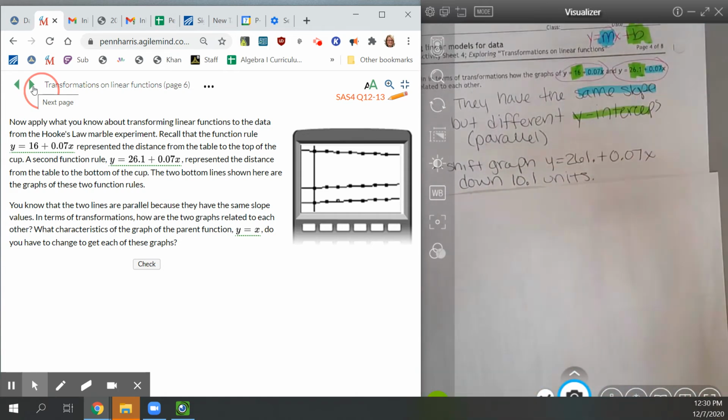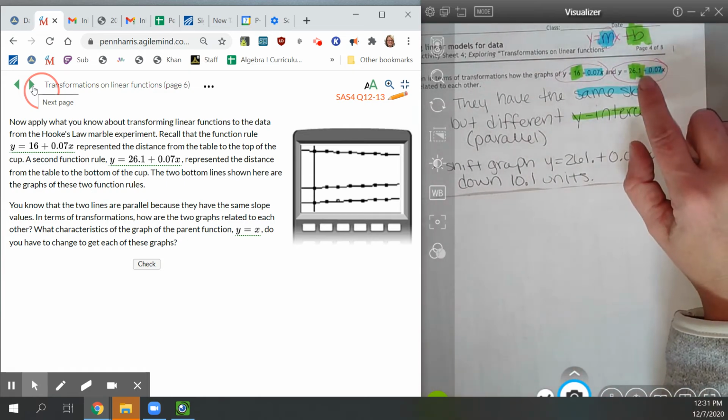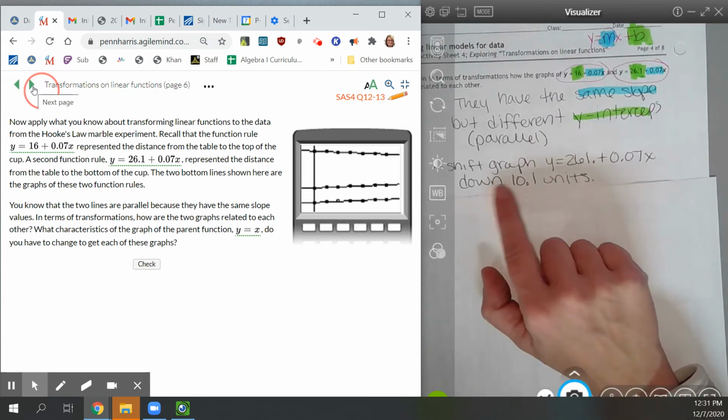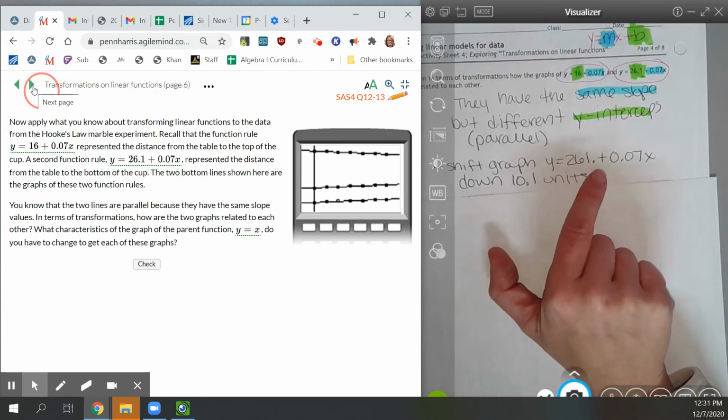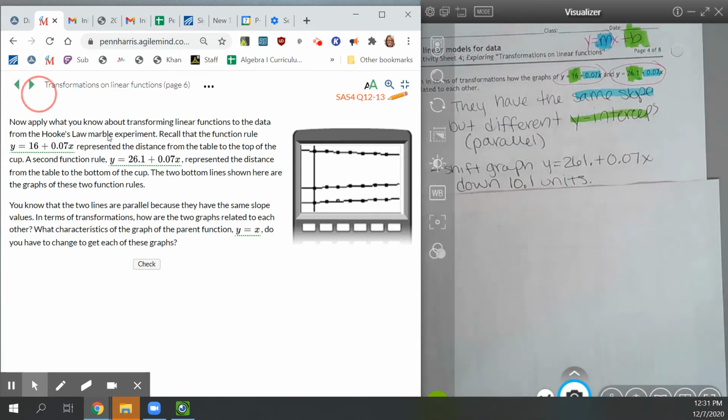Okay, in terms of the shifts that are happening, I'm going to start with the bigger number. We could go either way on this. I said that we shifted the graph of 26.1 plus 0.07x down 10.1 units. We took this graph right here and we shifted it down. That's all we did. It's the same exact line. It's just down 10.1 units.